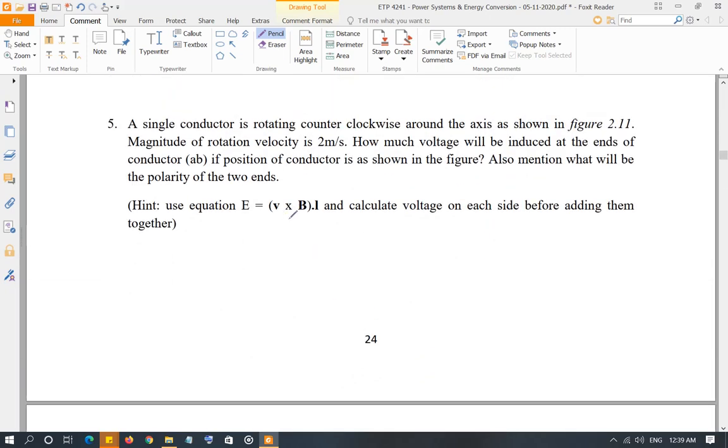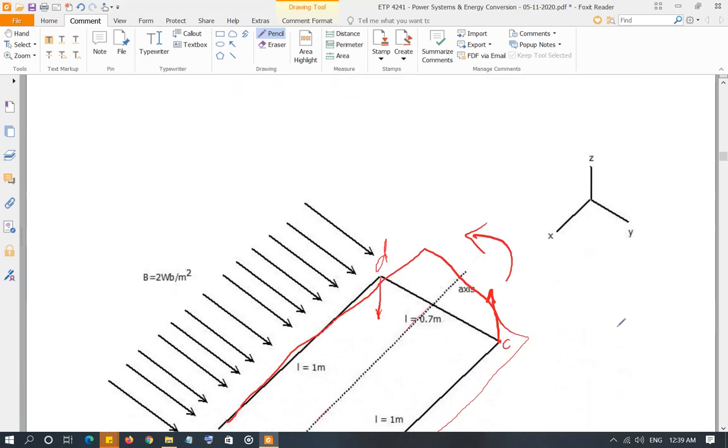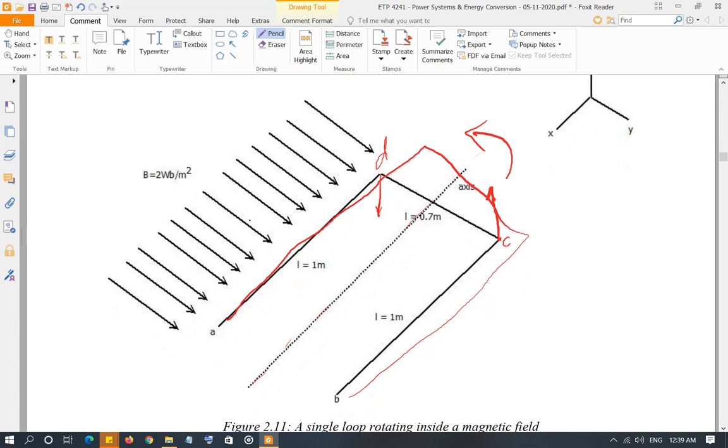And you have to use, of course, V cross B dot L or L dot V cross B. Velocity is given to you as 2 meter per second, and the value of B is given to you as 2 Weber per meter square. Length is given to you as 1 meter here, 1 meter here, and 0.7 meter on sides D and C. How are you going to solve this problem? Basically, you're going to calculate the induced voltage on each side separately, and then you're going to add all of them together. So I'll give you an example, B and C.